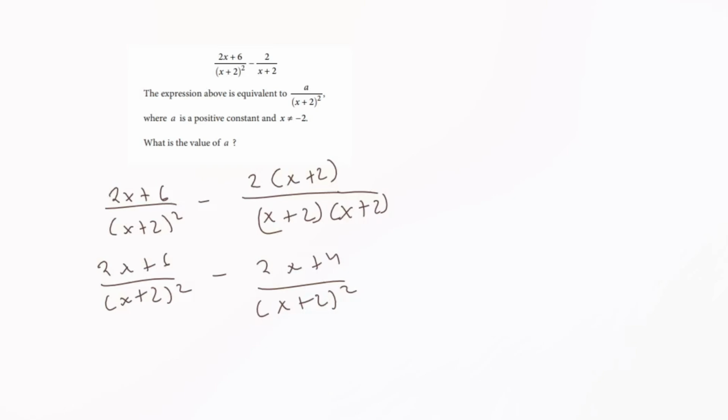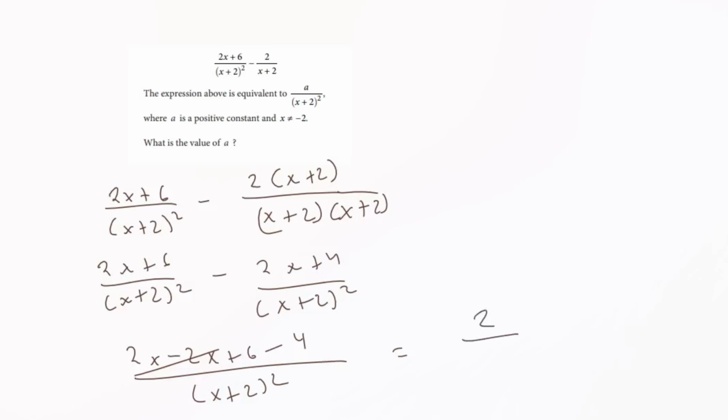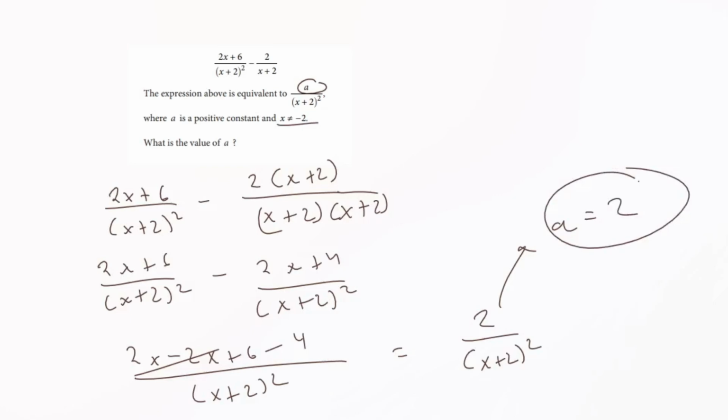And now you just put these together. Let me write it better: 2x minus 2x plus 6 minus 4, all over x plus 2 squared. The 2x cancels out completely. 6 minus 4 is the value of 2. So it'll be 2 over x plus 2 squared. And look at that, we found our value of a. It's just the numerator. So in this case, a is equal to 2. And it's not equal to -2, so our answer is correct. So our value of a is 2.